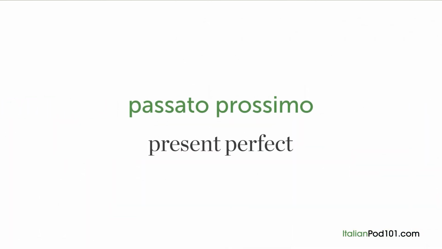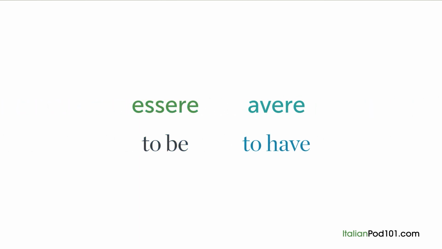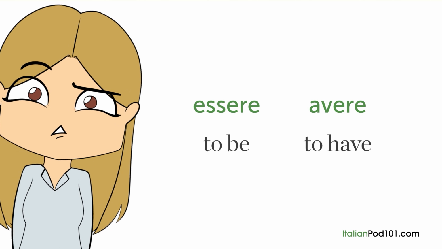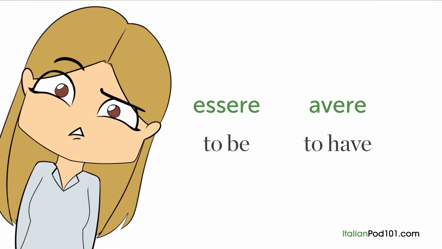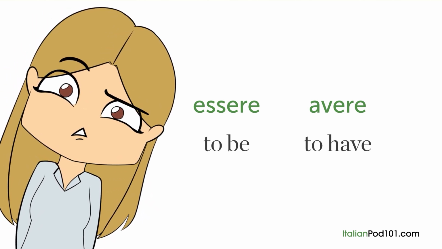In Italian, when forming compound tenses, such as the present perfect or passato prossimo, you'll need an auxiliary verb. This will either be essere, to be, or avere, to have. In English, you don't have to make this choice, as you only need to have. That's why deciding which auxiliary to use in Italian can be a bit difficult at first.